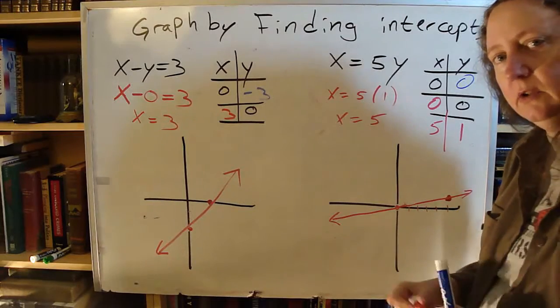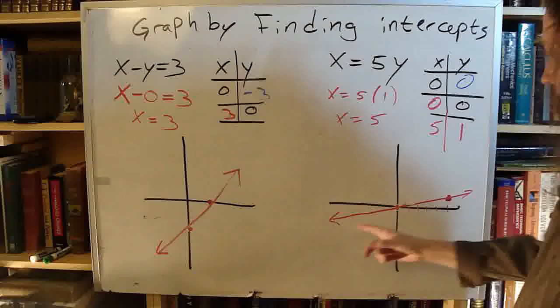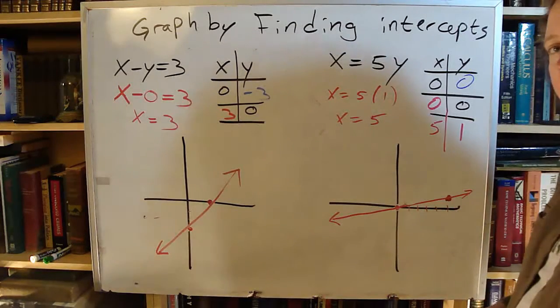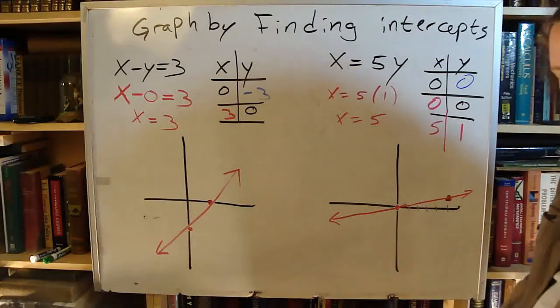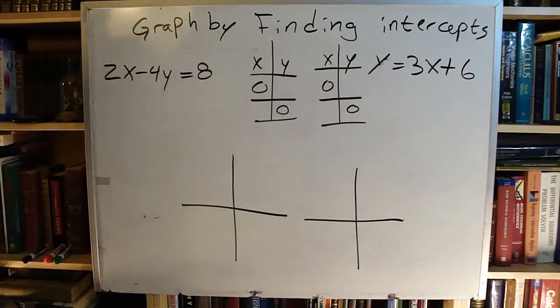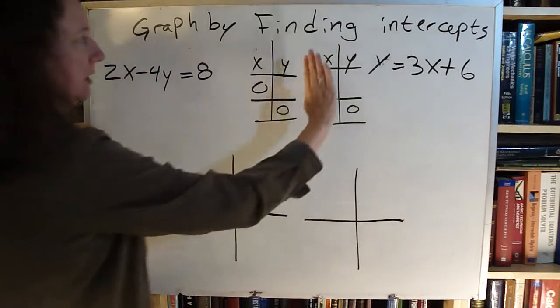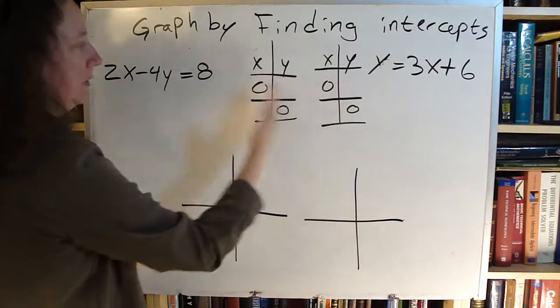You have to take at least a little bit of care with these. So there's my graph. That problem is done. Graph these two separate problems by finding their intercepts. So I'm going to ignore that one over there for a moment. I'm going to work only on this one.